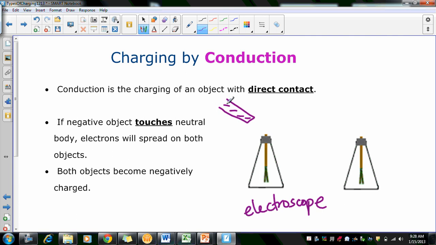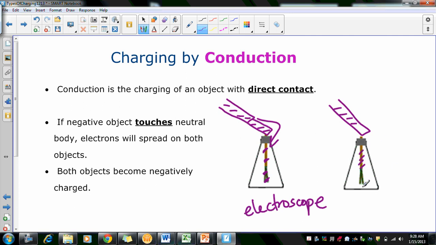So what's going to happen is when this touches the electroscope, so let's extend it out here. So now it's touching. The electrons here flow onto the electroscope, thereby making this negative as well. So the electrons will spread on both objects. Both objects then become negatively charged. So we have a negative rod and we have a negative electroscope.